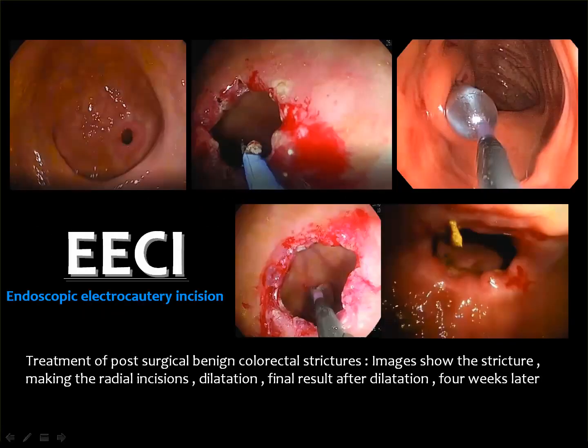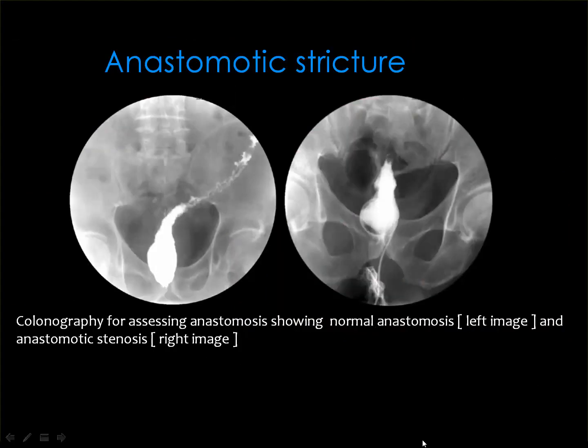This technique uses the cautery probe to incise the site of the stricture, which is followed by dilatation, and you got the result after dilatation, and this is the final follow-up 4 weeks later on. This is the initial, and this is the final image. Then this is the normal appearance or the normal flow of gastrografin or barium through the anastomotic site, and this is anastomotic stricture, and the dye cannot flow beyond the site of occlusion.